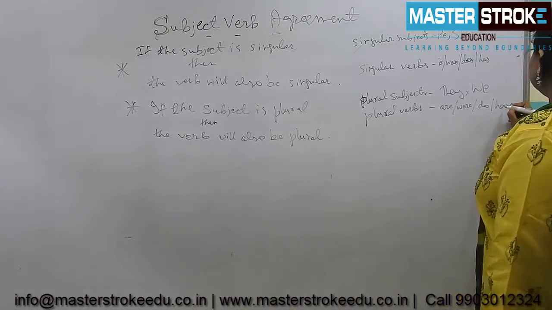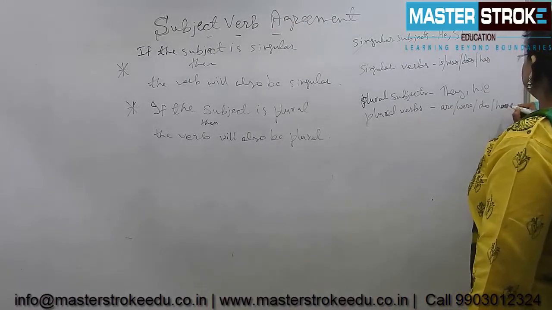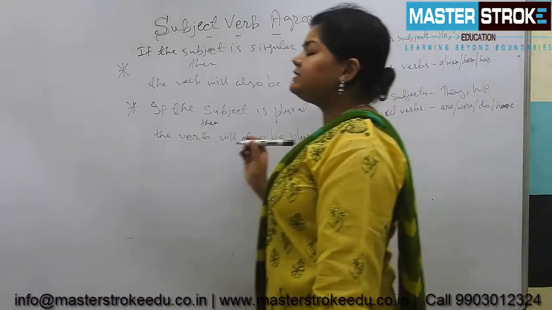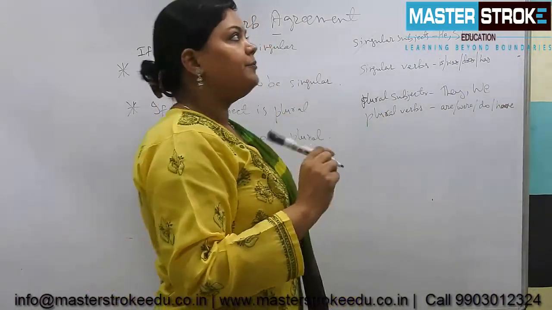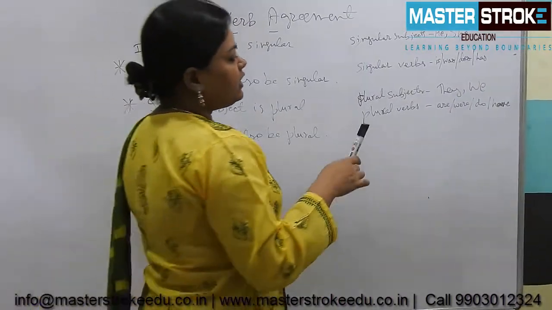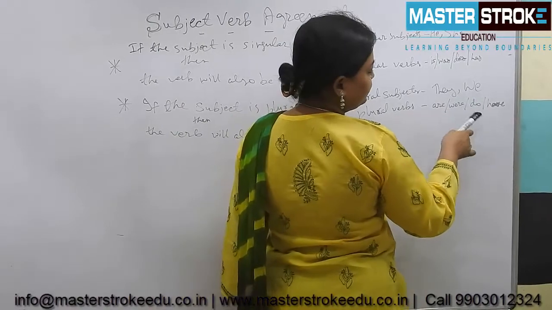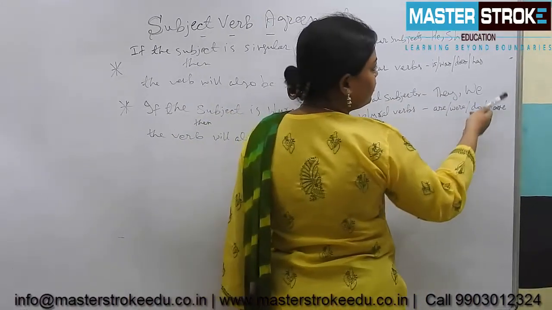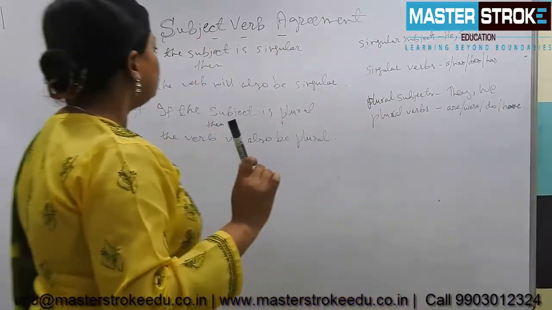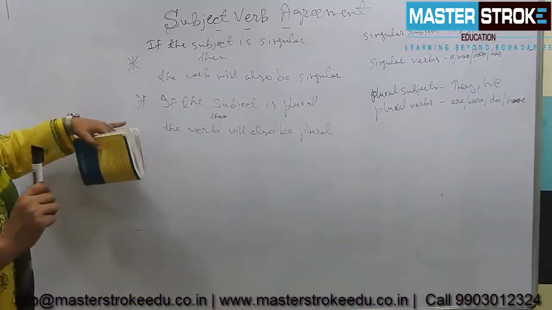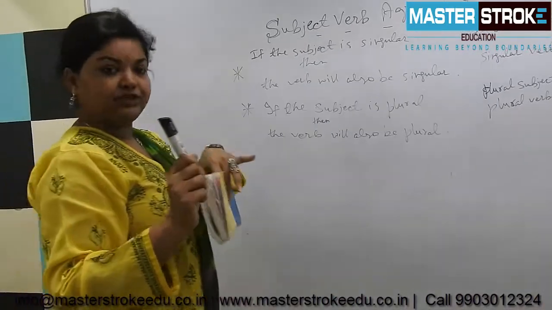Now, this is not very difficult to remember. This is not very difficult to understand either. But I still see so many students being confused whether they will be followed by were or was, or he will be followed by have or has. So this happens when you do not know these two rules and the exception that is there.